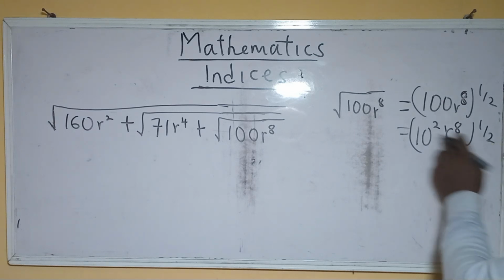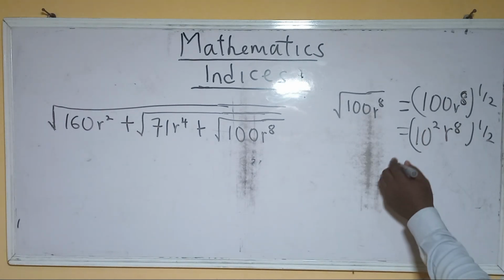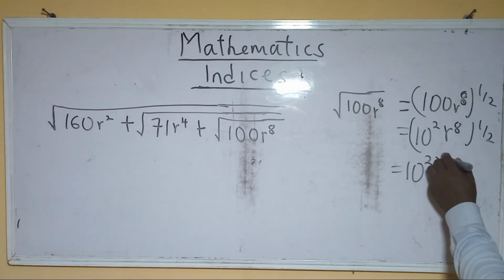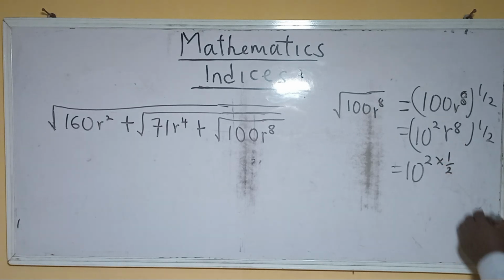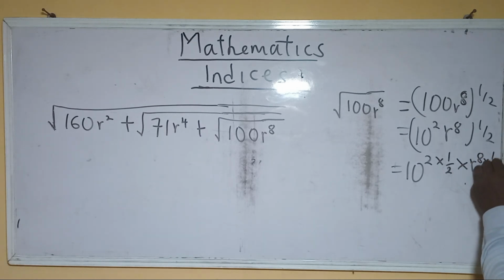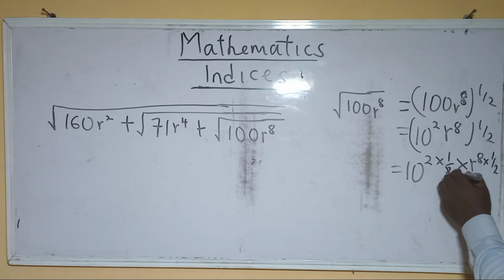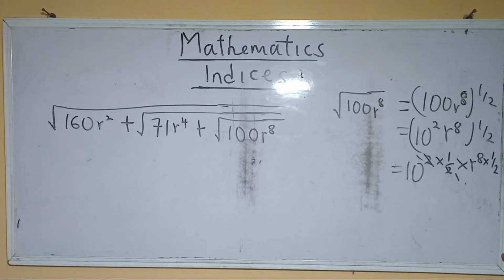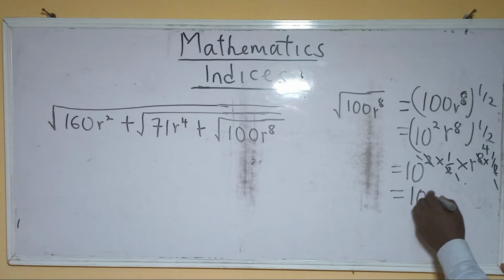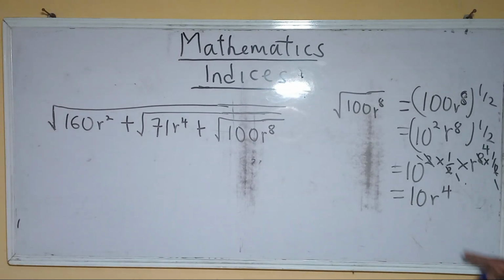So we have to multiply this into what we have inside the bracket. So it will be 10 raised to power 2 times 1 over 2, times r raised to power 8 times 1 over 2. So 2 times 1 over 2 is 1, 8 times 1 over 2 is 4. So our final answer here will be 10 r raised to power 4. I've gotten this one.